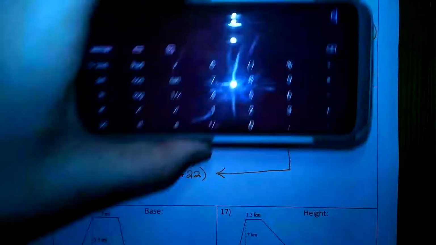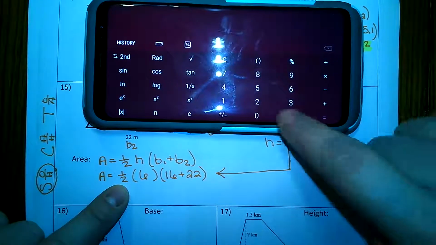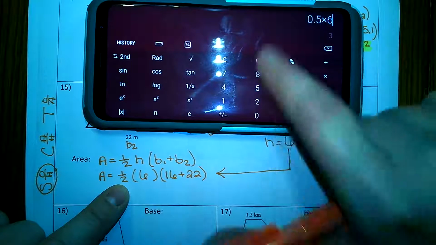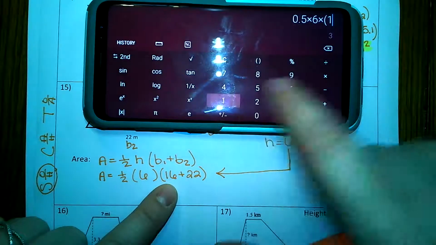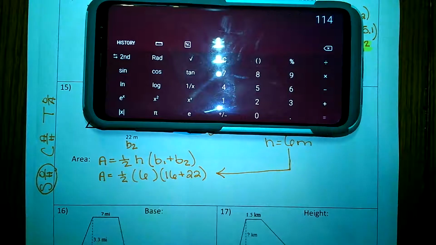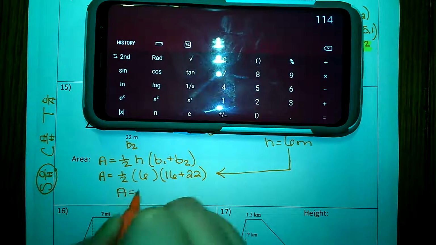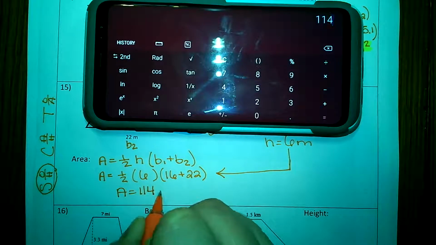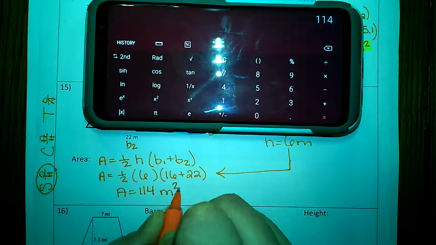Get my calculator out again. 1/2 times 6 times the sum of the 2 bases, which are 16 and 22. I've got an area of 114 measured in meters, and area is always a squared value.